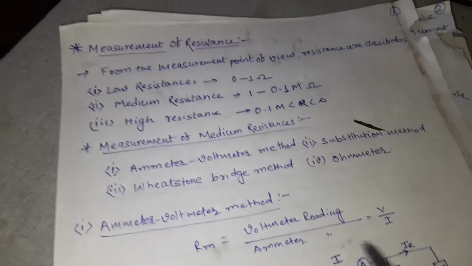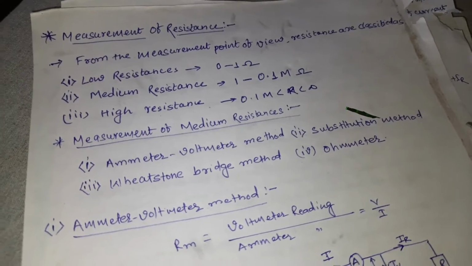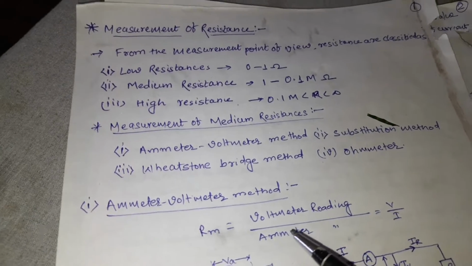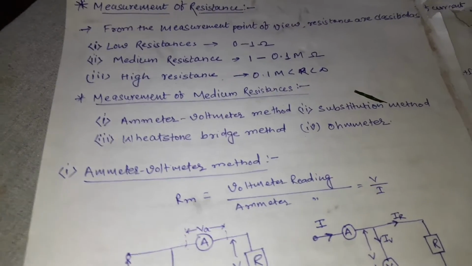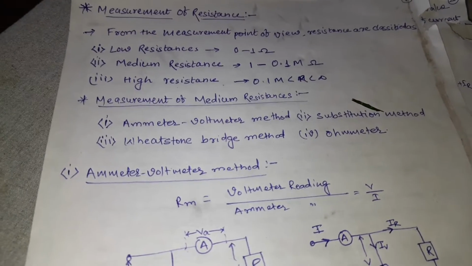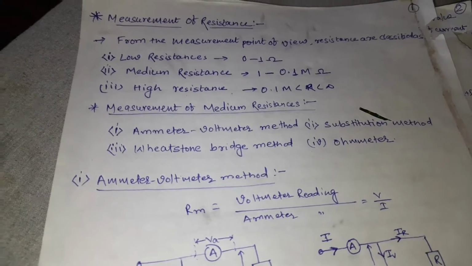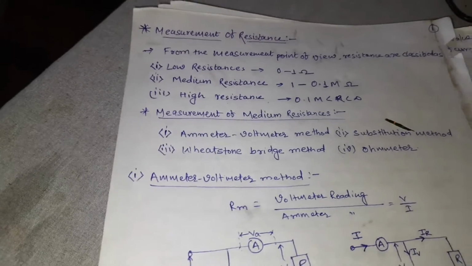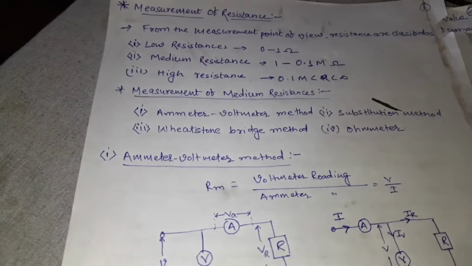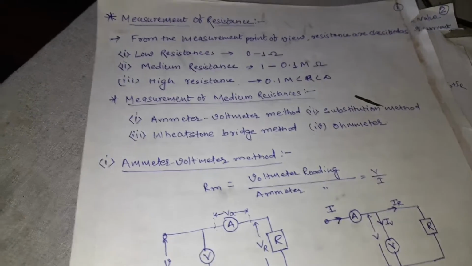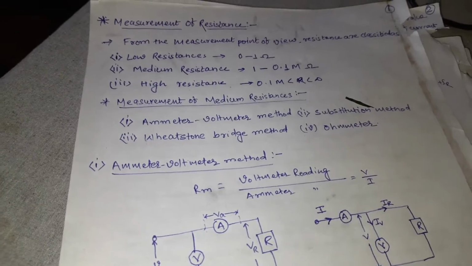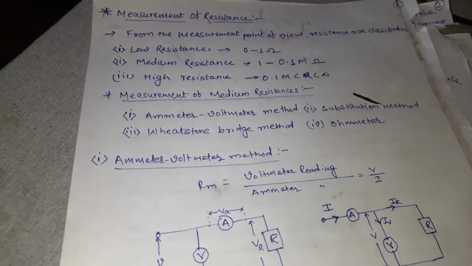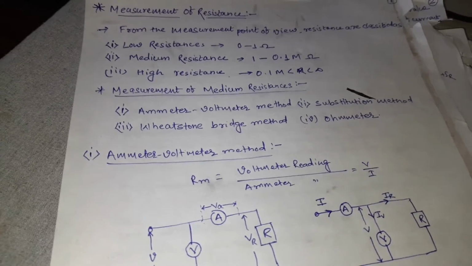First is the ammeter-voltmeter method. Second is the substitution method. Third is the Wheatstone bridge method, and fourth is the ohm meter. Those are the conventional methods used for the measurement of medium resistance, from 1 ohm to 0.1 mega ohm. Generally, in a laboratory nowadays, we use a multimeter to measure resistance, but a multimeter is not as accurate as the other methods.